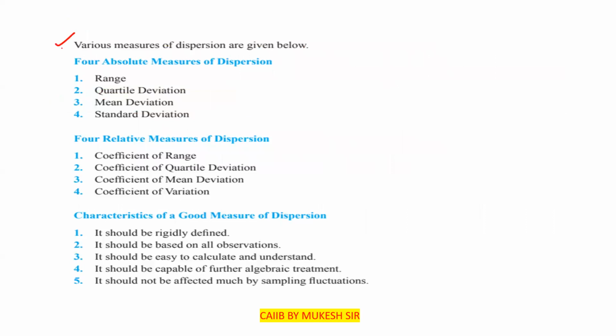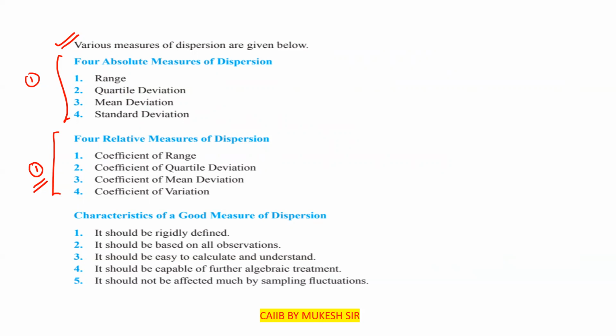These are the various measures of dispersion given below. Why am I saying this is very, very important? This is a 1 mark question. In the examination, they will ask directly which among the following is an absolute measure of dispersion, or which among the following is not an absolute measure of dispersion, or how many absolute measures of dispersion there are. These are the 3 questions you will find in the examination, and we have to discuss all of them in detail one by one.